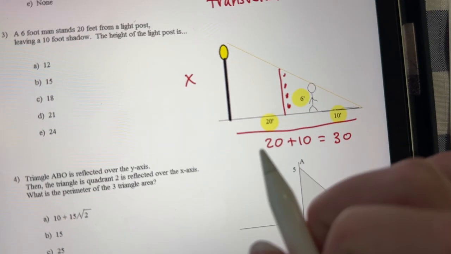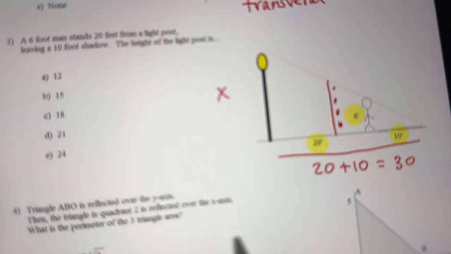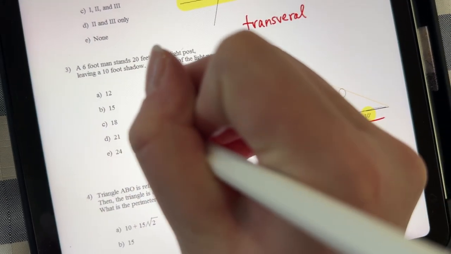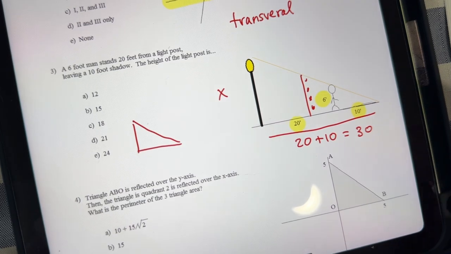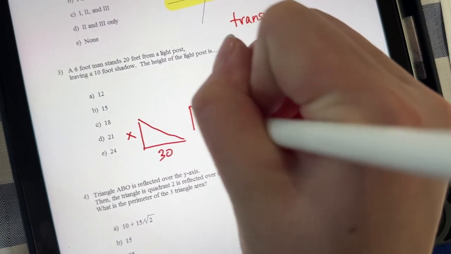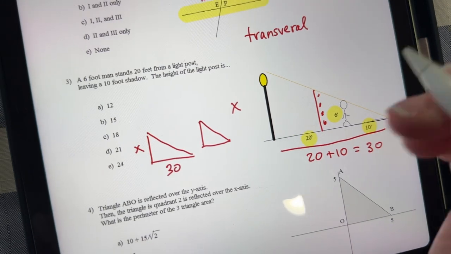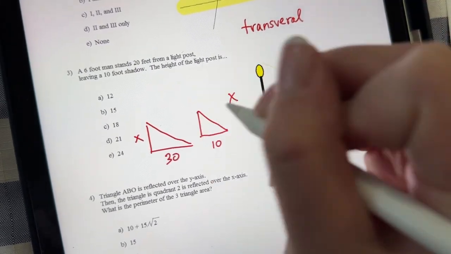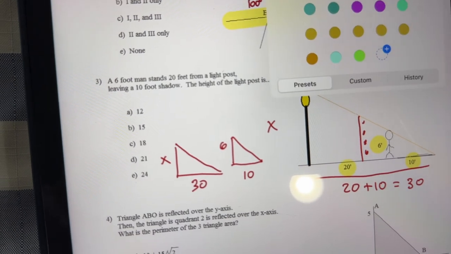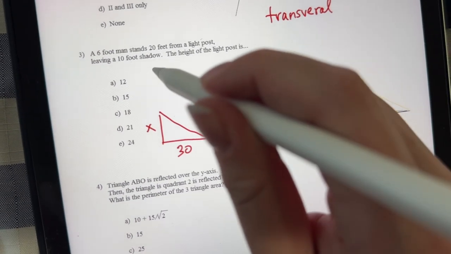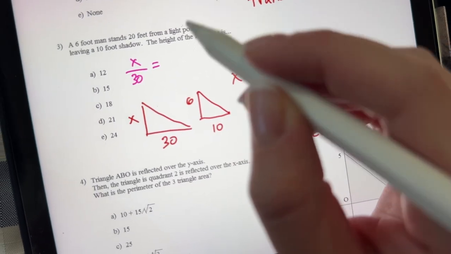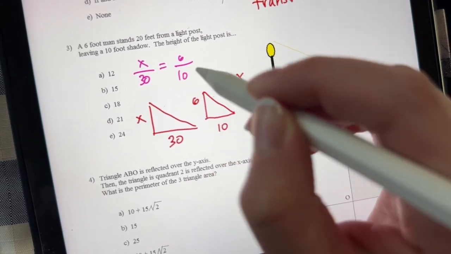So if I were to draw two separate triangles, this would be 30, and this would be x, and this would be 10, and it would be 6. So we're going to set it up as a proportion. X over 30 is equal to 6 over 10.